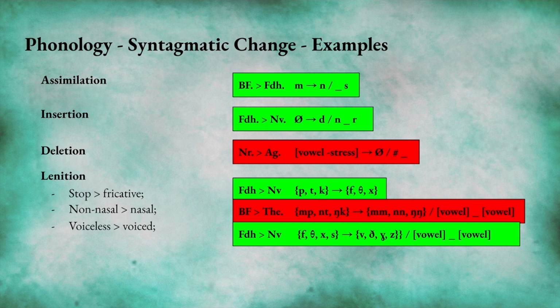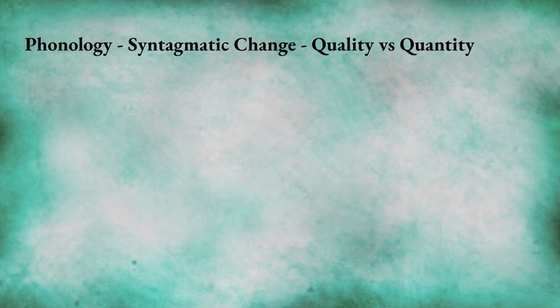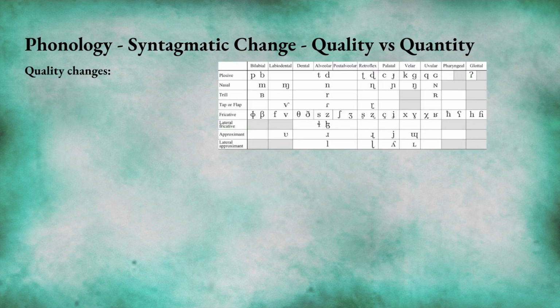Voiceless sounds becoming voiced, such that Fidasan's voiceless fricatives were voiced in Nivier between vowels. And finally, fortition of the oral stop q in Liriane Curio to the glottal stop a in Berezny feor. Differences also occur along two general parameters, quality and quantity. Let's begin with some qualitative changes for consonants.